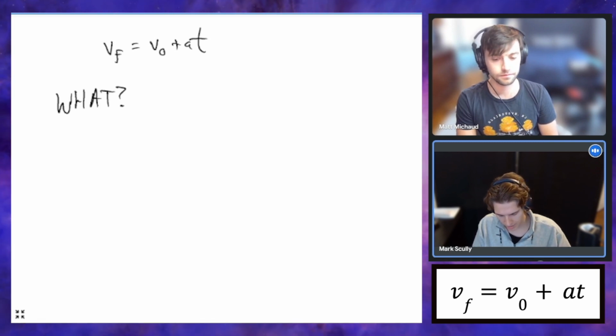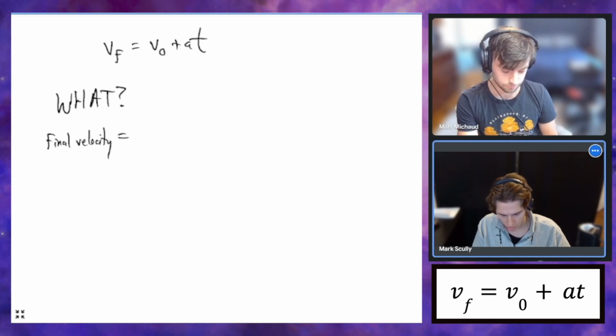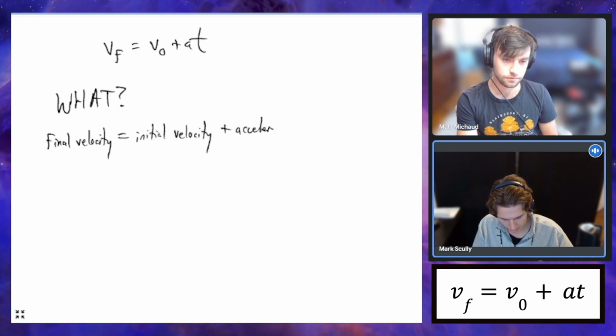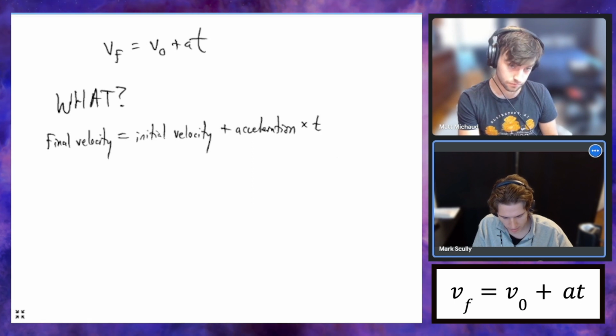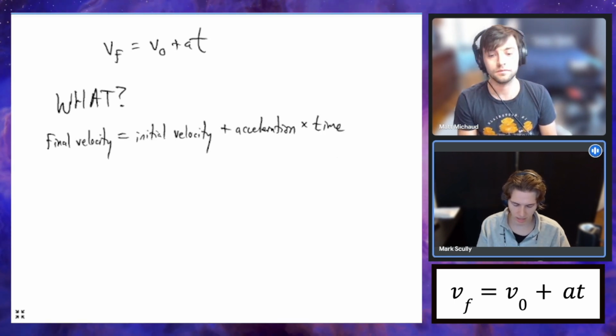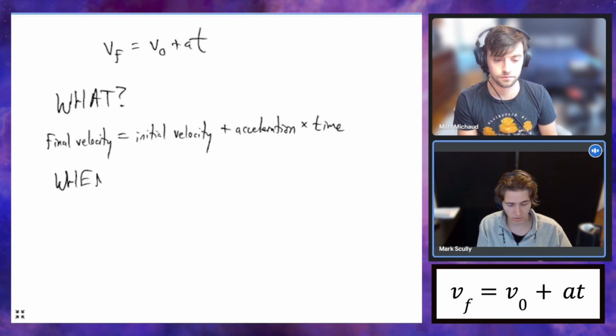We have that Vf is the final velocity, V naught or V0 is the initial velocity, A is acceleration, and that gets multiplied by t, time. So if we're going to read out what this means, the final velocity is equal to the initial velocity plus acceleration times time. When are we going to be using this equation?